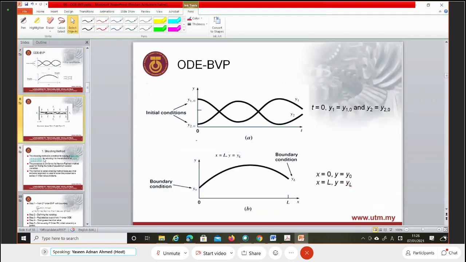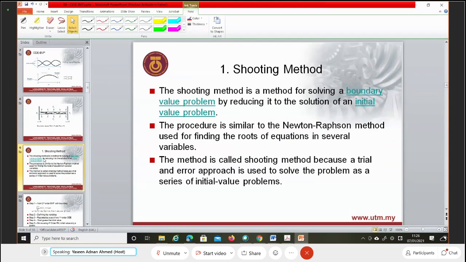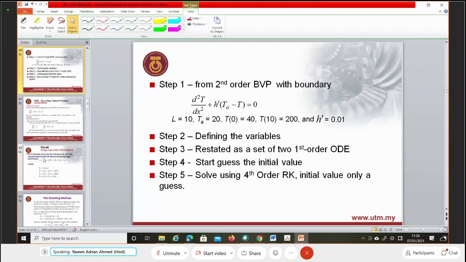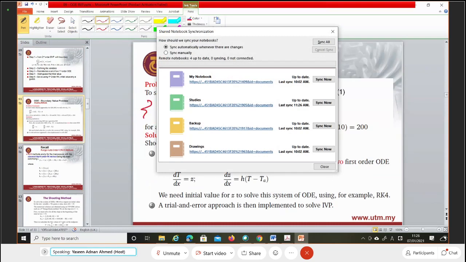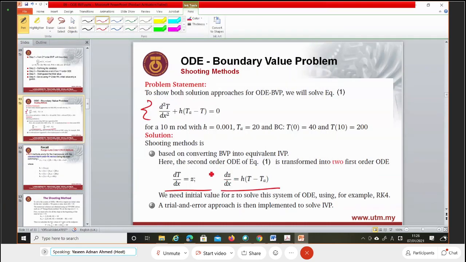Anyway, as I said before, for the shooting method you might only get a small part of it, but you have to know how to solve the problem. Remember, the first thing is, whatever equation is given, if you have a third order equation, you have to linearize it in terms of three first order equations. If you have a fourth order equation, you have to linearize it as four first order equations. That is very, very important. That is the first thing that you have to do in the case of the shooting method.